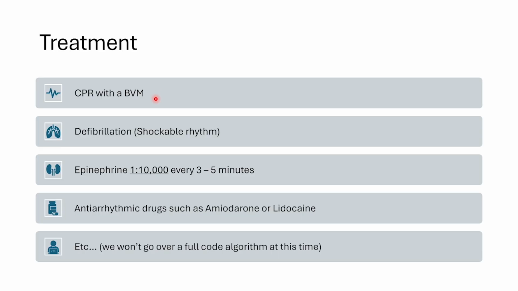For the treatment, it's the same thing as VFib, as long as they don't have a pulse. It would be CPR with the BVM, defibrillation. It is also a shockable rhythm. Epinephrine 1 to 10,000 every 3 to 5 minutes. An antiarrhythmic drug such as amiodarone or lidocaine. And again, we're not going to go over full codes on this.